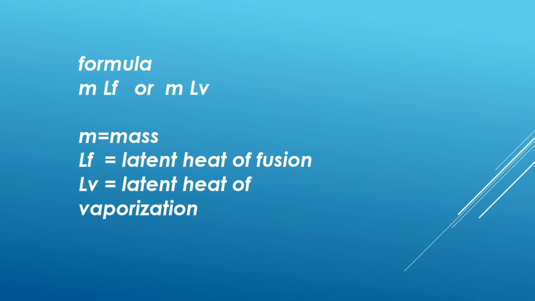The formula of latent heat of fusion or latent heat of vaporization is Q equals mLF or mLV, with m as the mass, LF as the latent heat of fusion, and LV as the latent heat of vaporization.